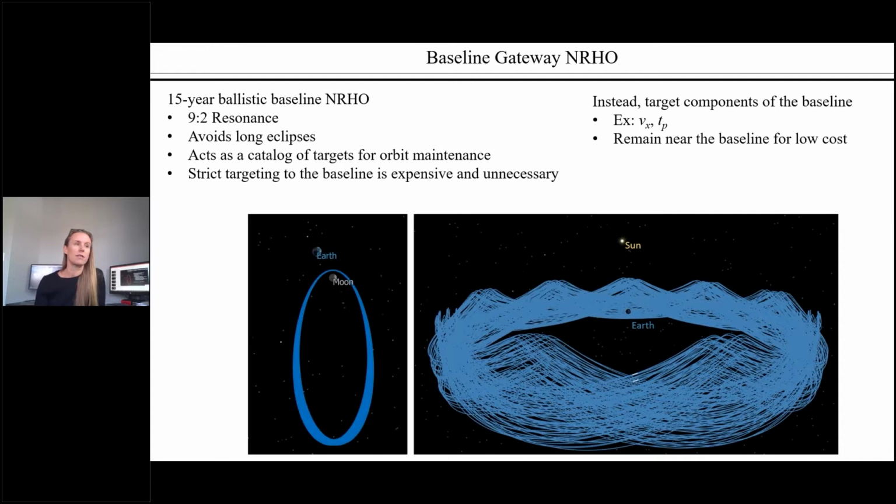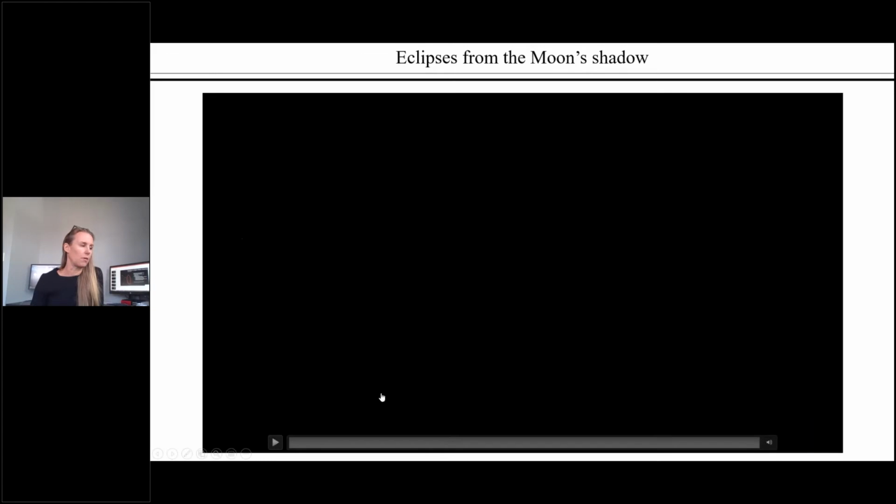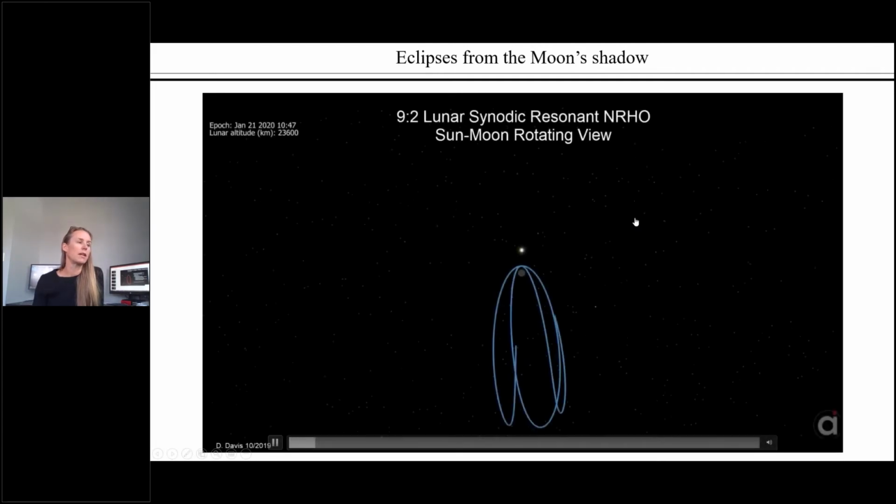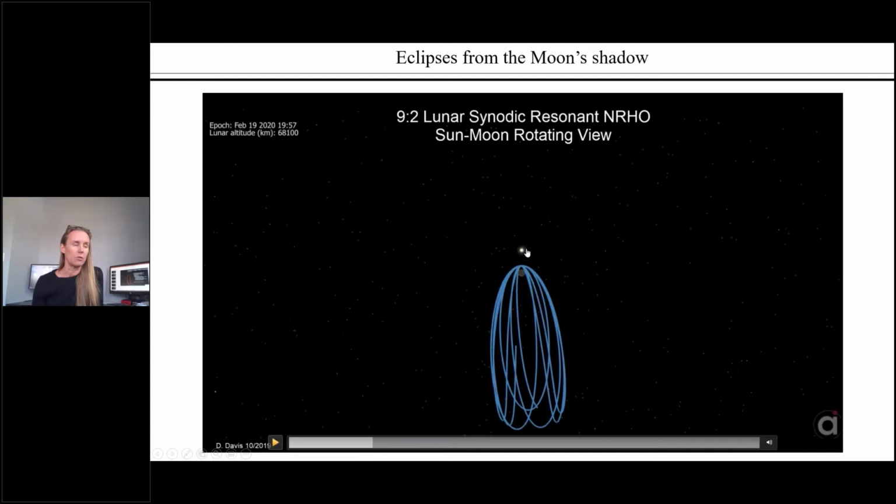Now, one of the reasons, as I mentioned, we want to remain near this baseline is in order to avoid long eclipses. So first, let me talk about eclipses that actually aren't a problem. And these are eclipses from the lunar shadow. So what you see here is the Gateway NRHO in a Sun-Moon rotating frame. FreeFlyer's nice this way because it allows you to set up various different rotating frames without having to do all of the rotation matrices yourself, which, if you're me, is really nice.